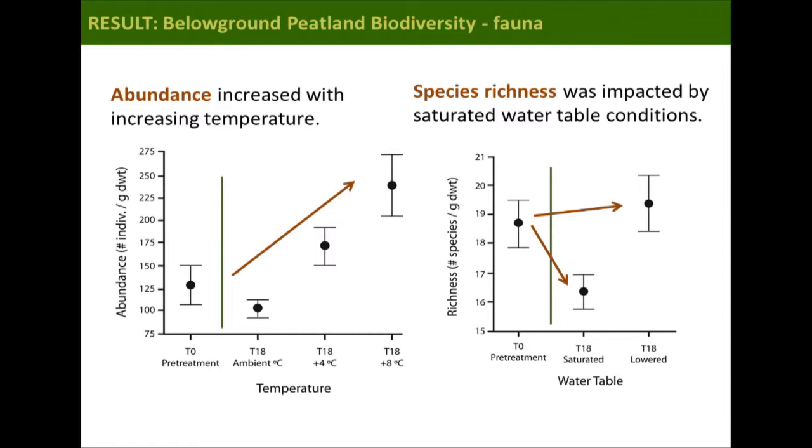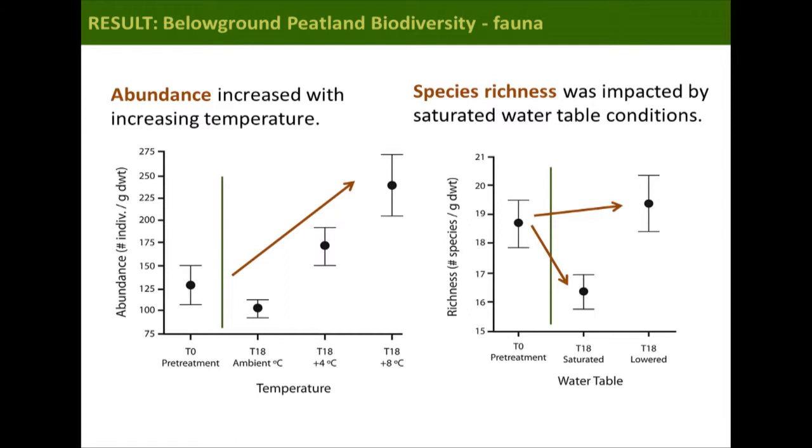On the left-hand side, we have average abundance of microarthropods, and the green bar is the average abundance, the number of individuals per gram dry weight, pre-treatment. You can see this dramatic increase after 18 months of elevated temperature, where the average abundance of microarthropods nearly doubled with each of our temperature treatments. And this did coincide with enhanced reproductive rates. The proportion of juveniles also pretty much doubled in each of our temperature treatments.